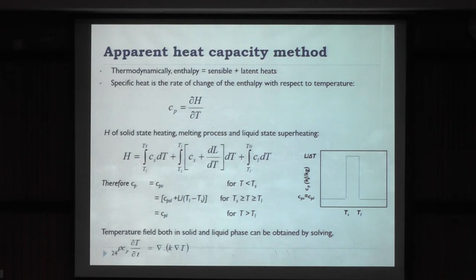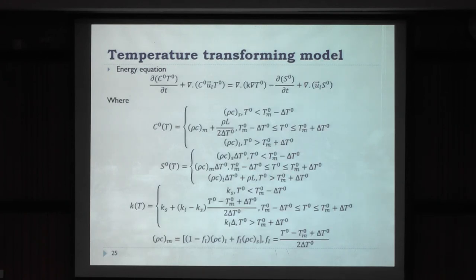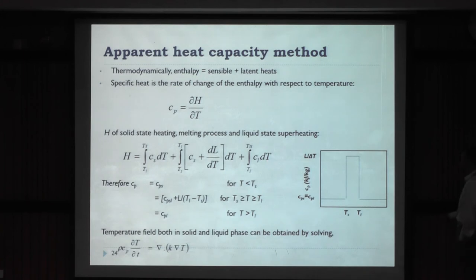Now, this method is very popular because of its simplicity as well as its implementation in the code. Simply, you can implement it in the code. However, this method has a drawback: for a pure material, which has T solidus equal to T liquidus, as T melt, a single melting temperature, this model will not work very well. In the sense that, unless you put some delta T, you will not get this new CP value.